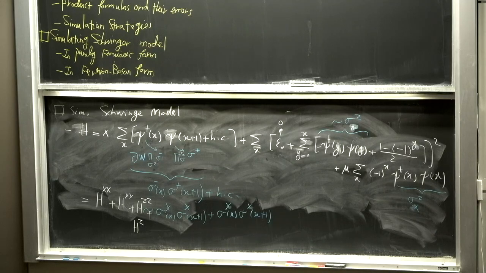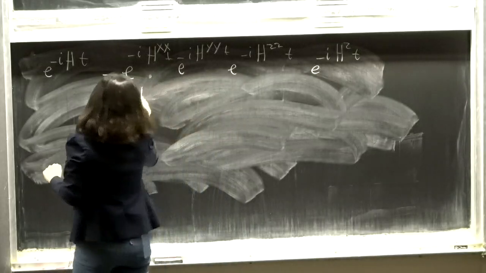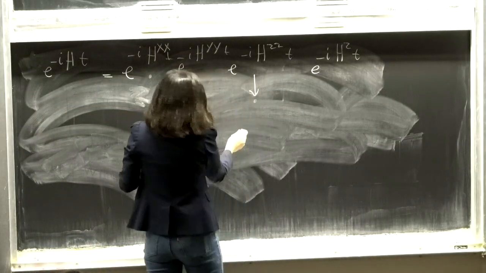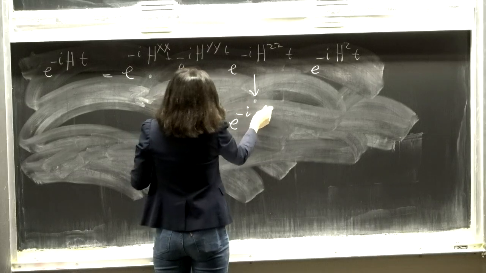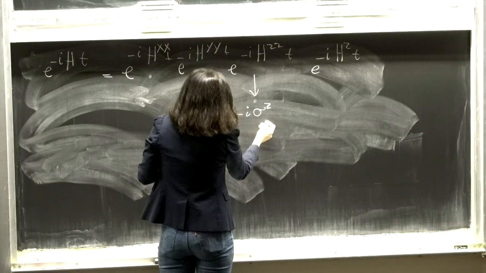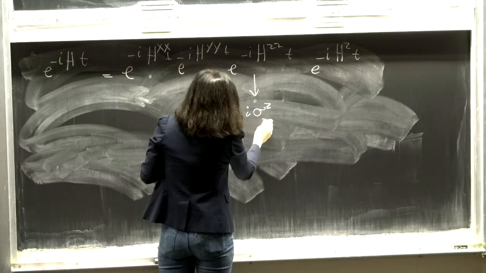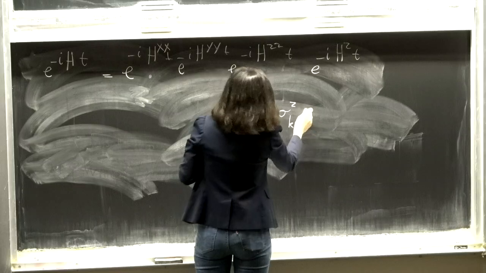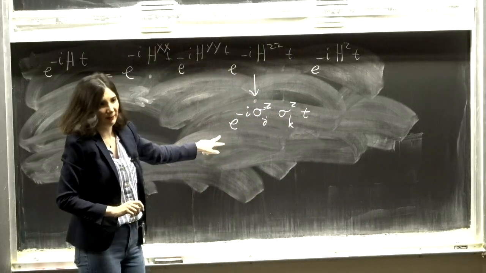So, all right. So how do we implement this term in terms of a quantum circuit? What is this term? Let's go with the ZZ term. It's kind of simpler to talk about this first. e to the minus i, some sigma z acting on qubits J and K, sigma z on qubit J and sigma z on qubit K, times t. How do we implement this?